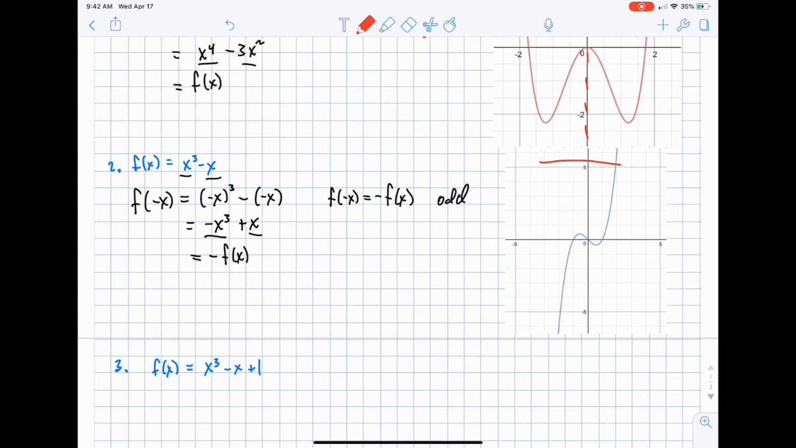So again, let's look at the graph of this function. I've included this graph off to the right, and as we look at it, we see that if we were to rotate that graph around the origin, after a 180-degree rotation, it would end up lining up with itself again. So we can tell that it's symmetric to the origin. And that should be apparent because we determined that it was an odd function.